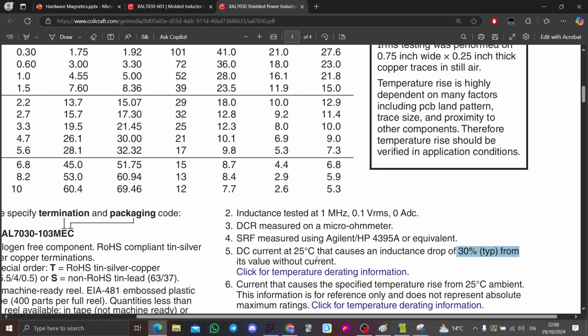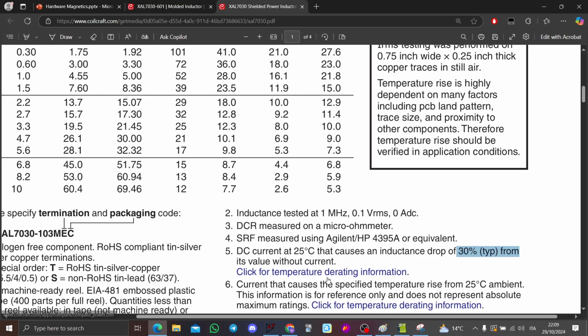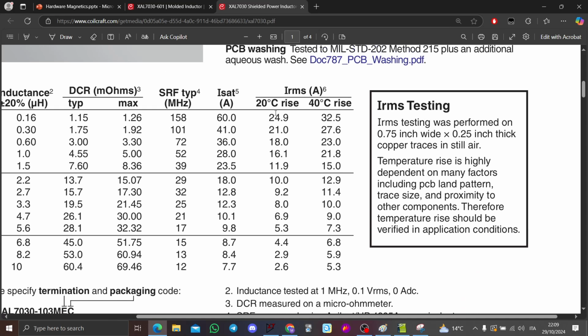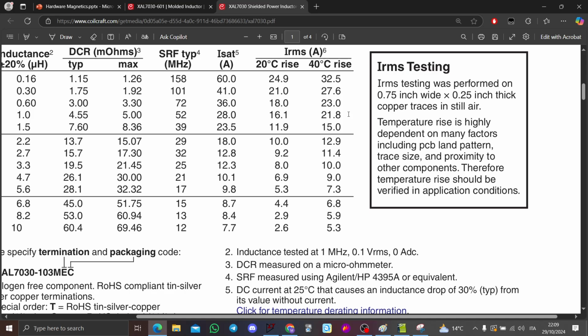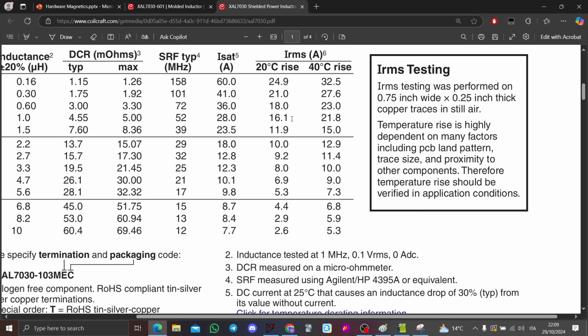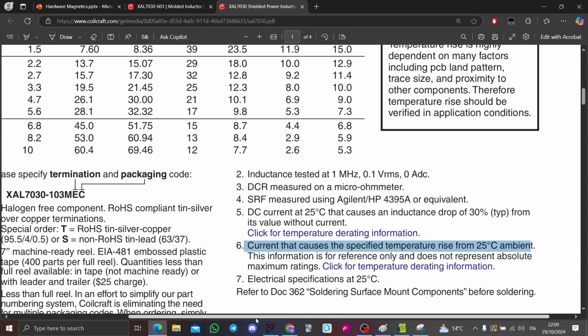Okay, like I said, this could be the value of 20 to 30%, as I said before. And then this is the IRMS in amps. So the current that causes the specific temperature rise from 25 ambient. Okay, so this is more or less the info we got there: the current that can cause the temperature rise, how it behaves with temperature. More or less, we got the picture.